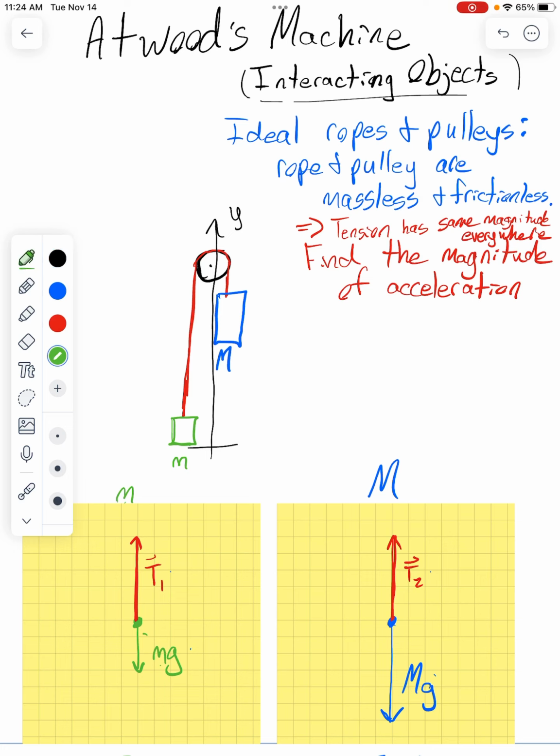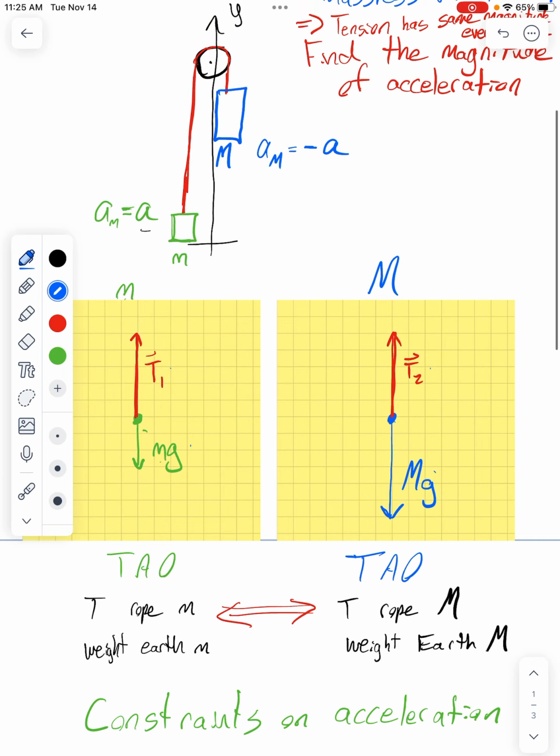And so the acceleration of little m is going to be a positive number, and we'll just call that positive number a. And the acceleration of big M is going to be a negative number, but it's the same magnitude as the acceleration of little m, right? Because for every centimeter that big M moves downward, little m has to move up 1 centimeter. And so if big M is moving down at a centimeter per second, little m has to be moving up at a centimeter per second. So the accelerations, and in fact all the kinematics, are linked between the two.